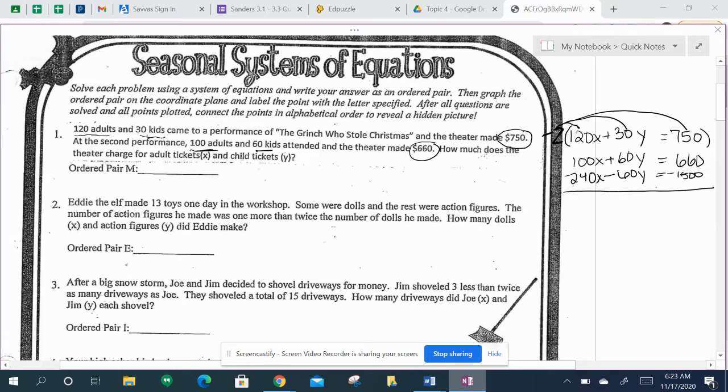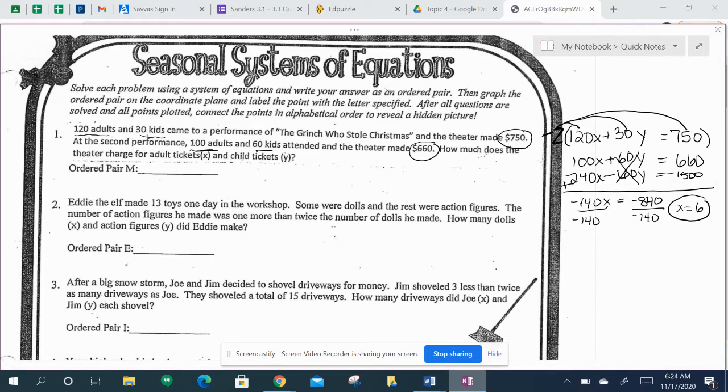Now that I have opposites, I'm ready to add to eliminate. And so 100 plus -240 is -140x. Positive 60y plus -60y eliminates. That's what I want. And then 660 minus 1,500 gets me an answer of -840. To finish this one out, I'm just going to divide by that -140. And I end up with an answer of x equals 6. So what this tells me is my solution is adult tickets cost $6.